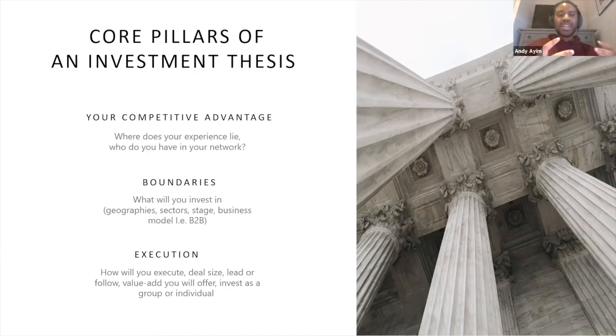Okay, so the three core pillars of the investment thesis. The first is competitive advantage. Looking back after you map out your skills, your network and the experience that you've had, where are your competitive advantages? Where are your peaks? The second is boundaries. What geographies are you going to restrict yourself to investing in? Since that experience that I've had, I've never invested in Africa again, but I have invested a lot more in the UK, and I am interested in getting more exposure in the US.